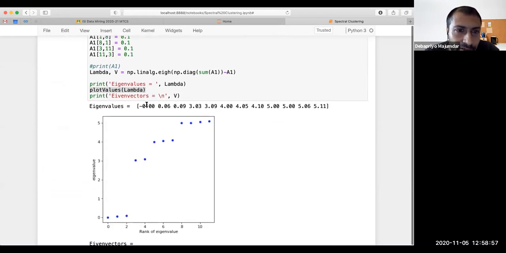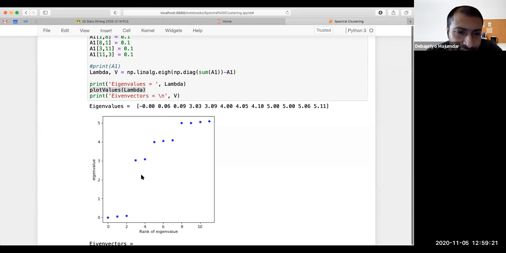Now, I have also printed the eigenvalues. Obviously, the first eigenvalue will still be 0 because it's a connected, symmetric graph. So this will be 0, that's fine. But the second and third eigenvalues are also pretty close to 0, but they're not 0 anymore. They're positive, but pretty small.